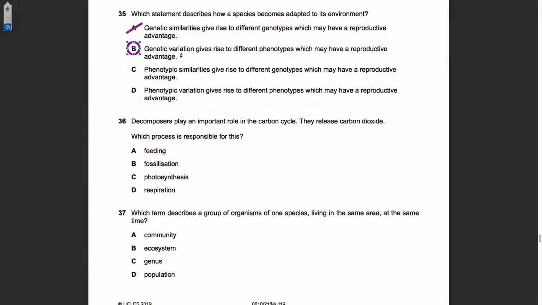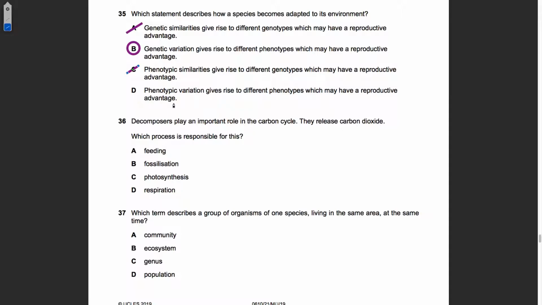If you've got different DNA to someone else, you may have a different phenotype. So you may, for example, have brown hair and someone else might have blonde hair, and that's down to genetic variation. You inherited different alleles from your parents, who inherited different alleles from their parents, and so on. Phenotypic, so this means about your characteristics, similarities give rise to different genotypes which may have a reproductive advantage. It's back to front. It's your genotype that gives rise to your phenotype, so that's why that one is incorrect. And again, for D, phenotypic variation gives rise to different phenotypes which may have a reproductive advantage.